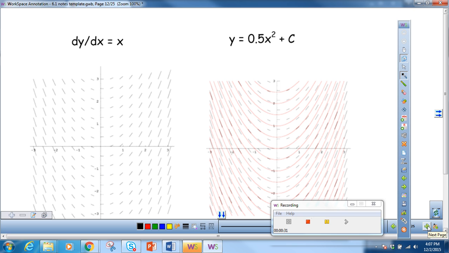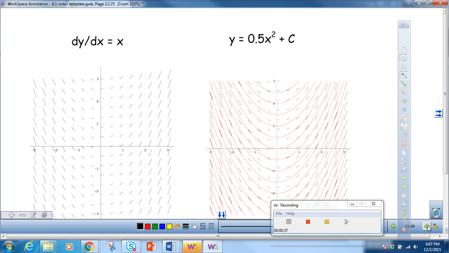Basically, if you think about dy/dx equals x, then if you integrate that, you would get x squared. So think about what the function would look like when it's integrated. And x squared produces parabolas. So if you look at the slope field, you can tell it's going to look similar to parabolas.